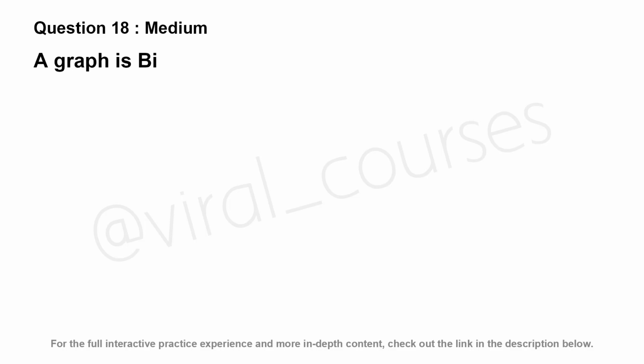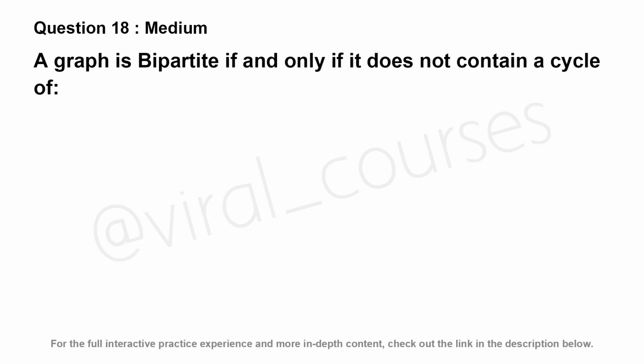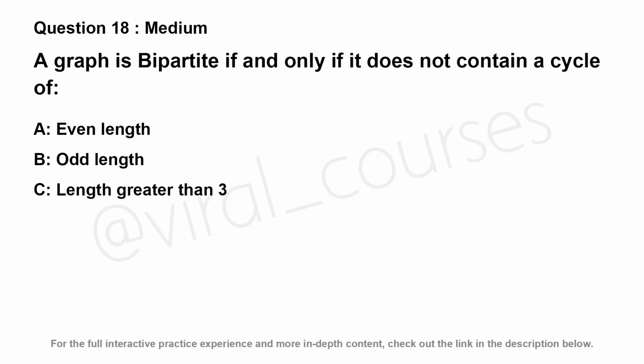A graph is bipartite if and only if it does not contain a cycle of: Option A, even length. Option B, odd length. Option C, length greater than 3. Option D, any length.